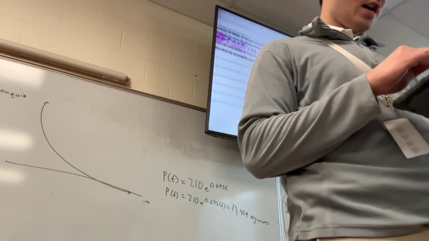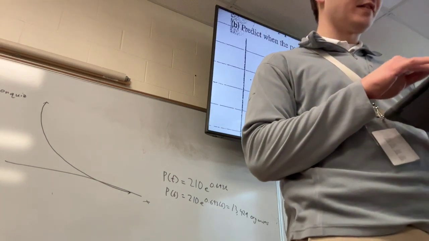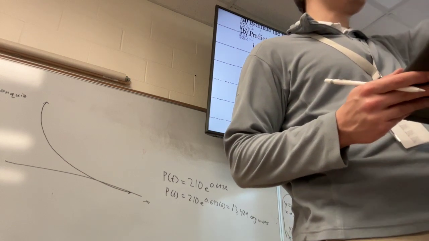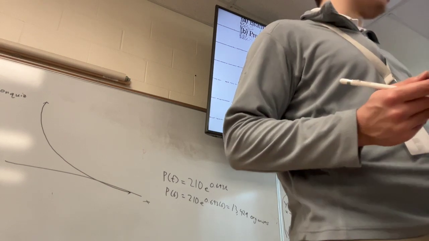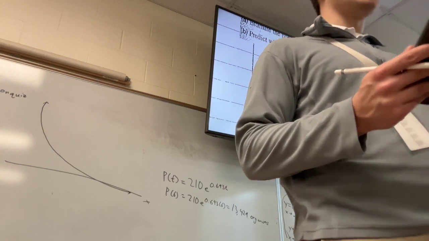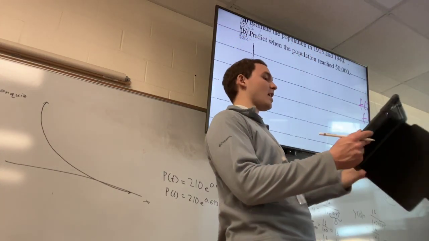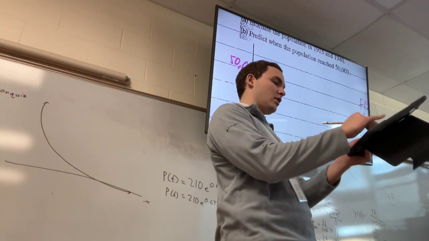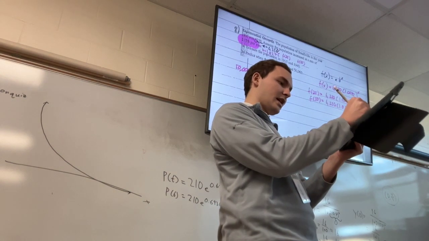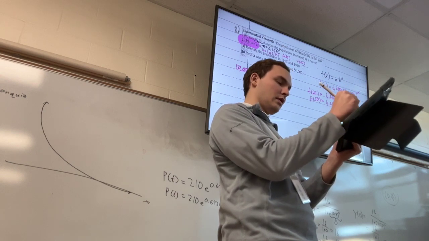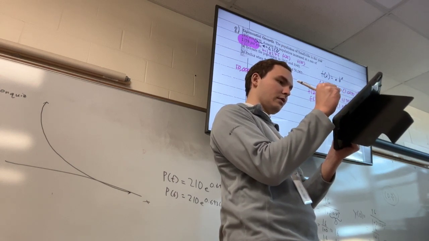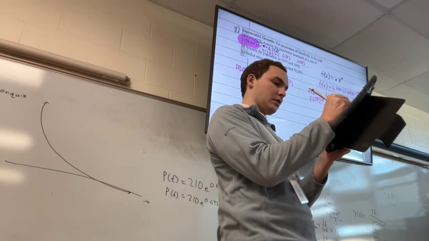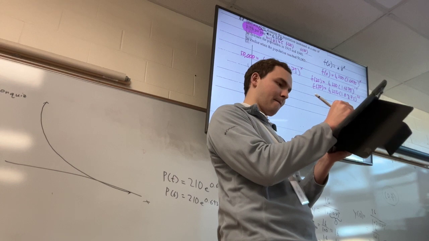And then predict when the population will reach 50,000. What do I do for that? They're asking me for a prediction of when. So I'm solving for t, I'm plugging in 50,000 for f, sorry. 50,000 equals 6,250 times 1.0275 to the x.